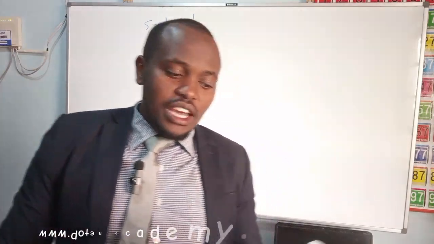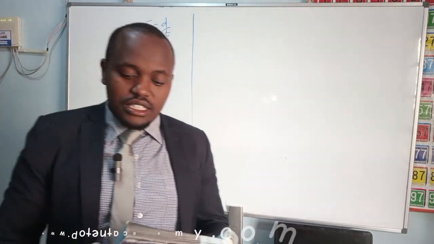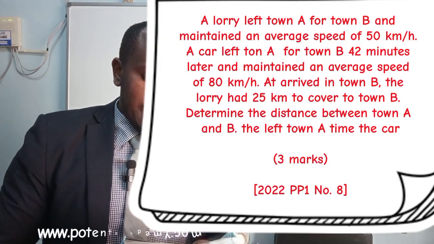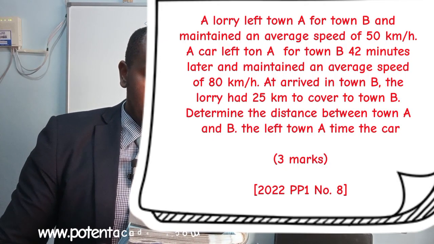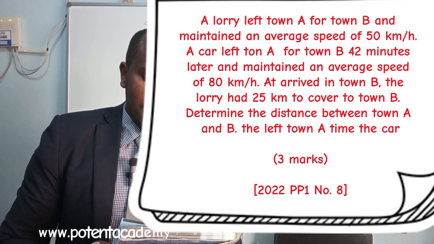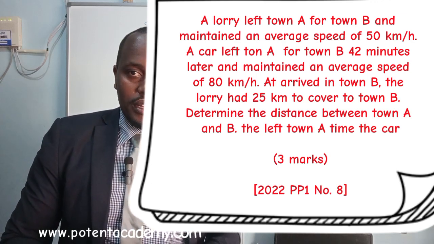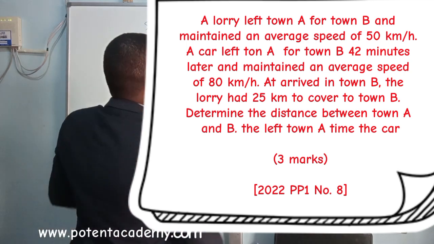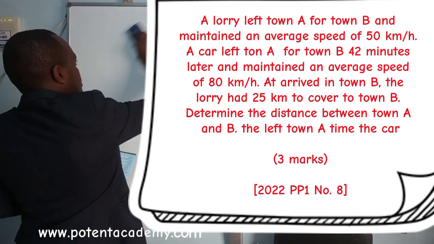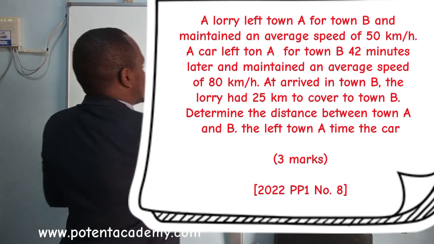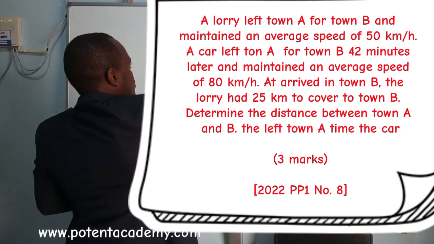Now, we have the last question that was asked in 2022, paper 1, question number 8. It asks, a lorry left town A for town B and maintained an average speed of 50 kilometers per hour. So we can write this one, speed is equal to distance over time.